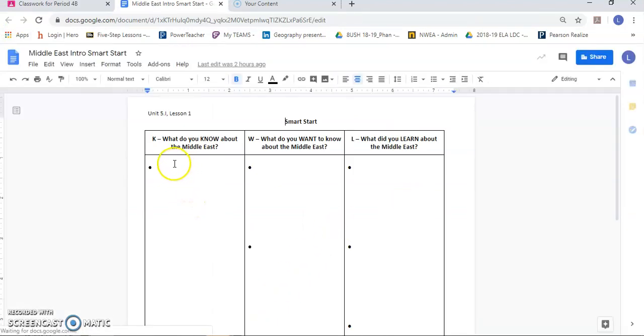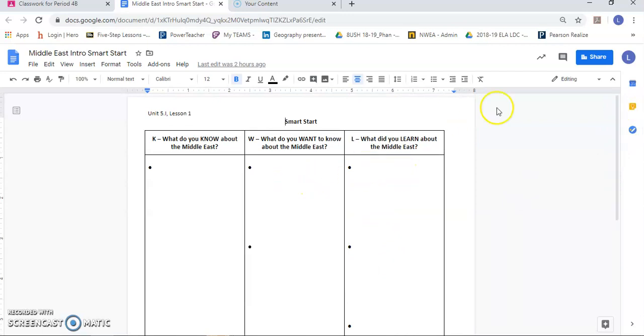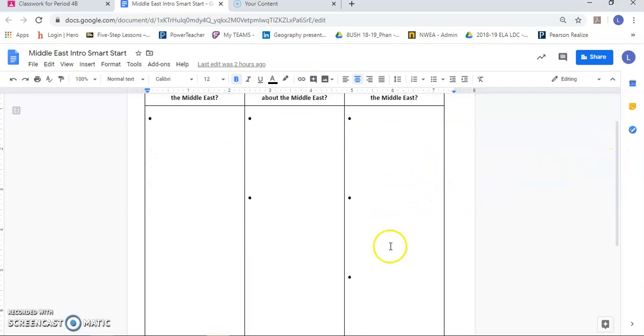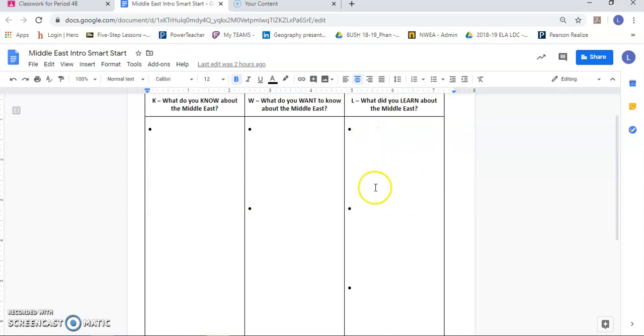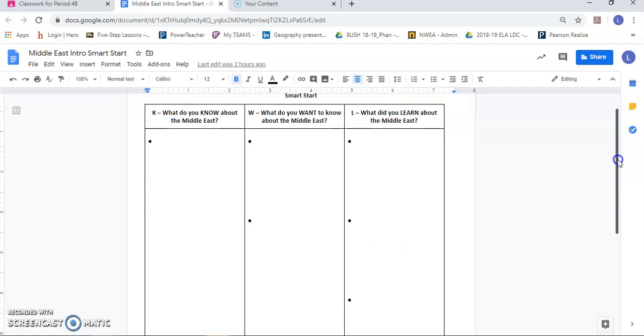So, you will fill in 1 thing you know about the Middle East, 2 things you want to know about the Middle East, and at the end of the lesson, 3 things that you have learned about the Middle East. All right, and just like always, once you do that, there will be a turn in button up here. You will turn it in, but I would suggest that you not turn this one in until after the lesson on Friday sometime, so that you can put the 3 things that you learned about the Middle East. And again, you will be doing that in complete sentences.